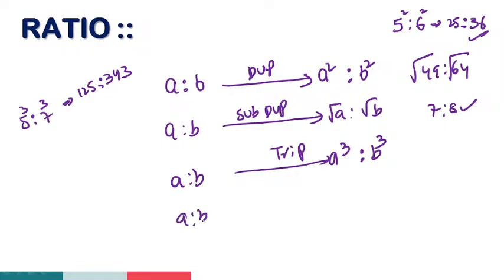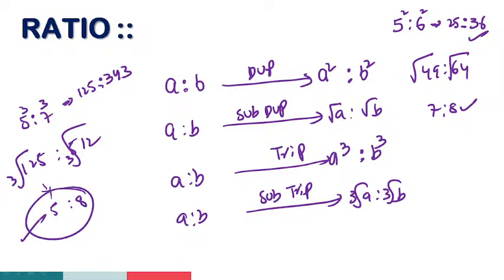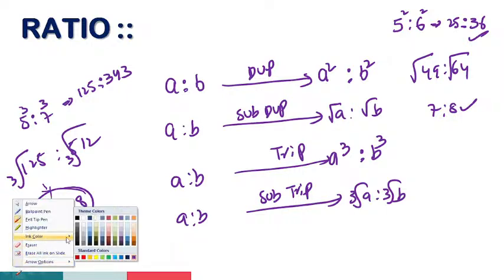And the last point, a is to b, the subtriplicate ratio is cube root of a is to cube root of b. For example, 125 is to 512. So we take the cube root of 125 and the cube root of 512. 125 is 5 cube, and 512 is 8 cube. Then the answer is 5 is to 8.